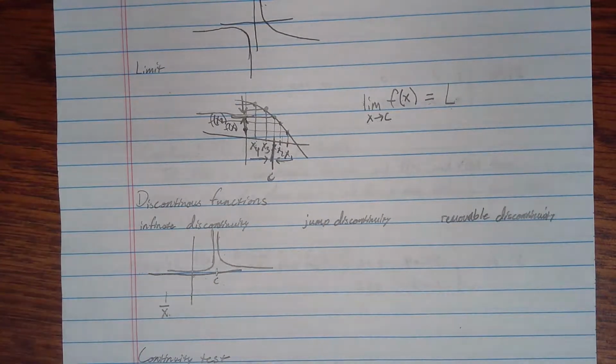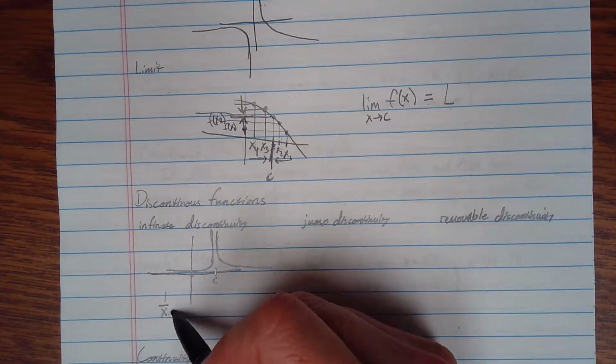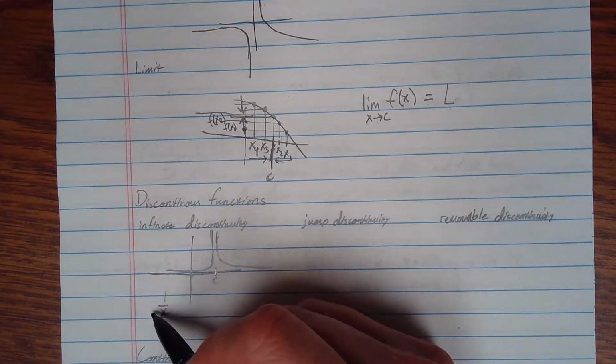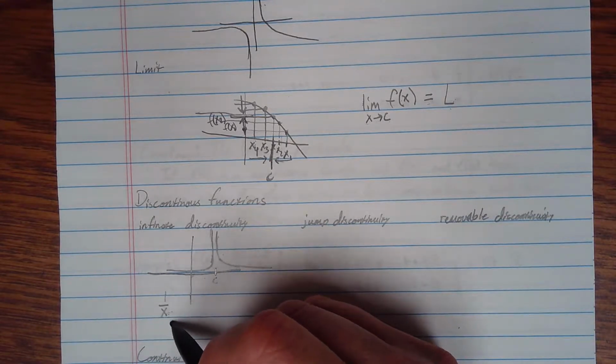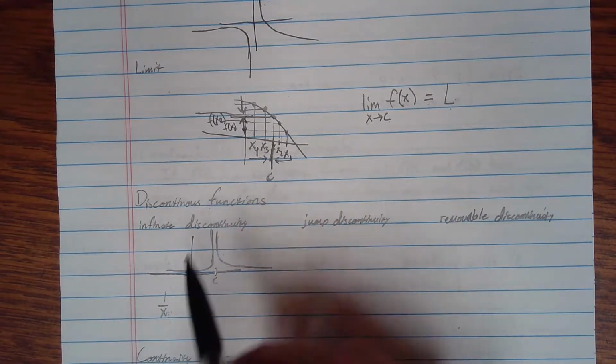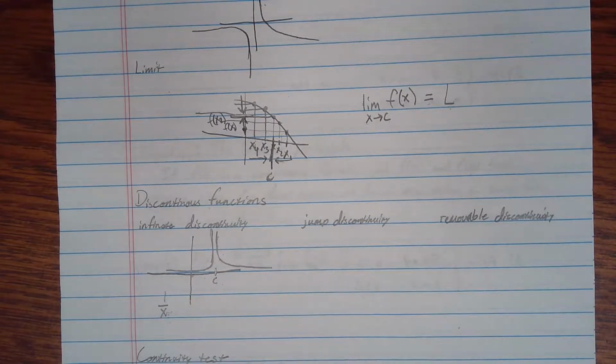Think about that. Convince yourself of that. Consider as I put smaller and smaller numbers on the bottom, what my value is here. Play with it in your calculator if you need to. Okay, so that's an infinite discontinuity. At least one side will approach infinity.